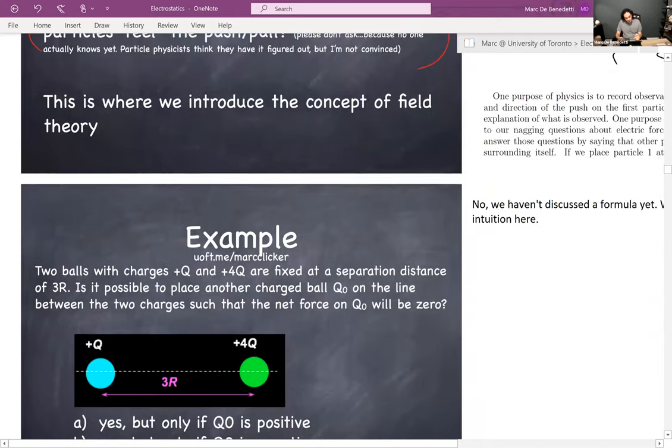Okay, so the first step we need to do to solve this problem, to quantify, to investigate this electric force, is we do need to introduce the notion of field theory. And again, you can ask why. How did Mark Noda introduce field theory to solve this problem?